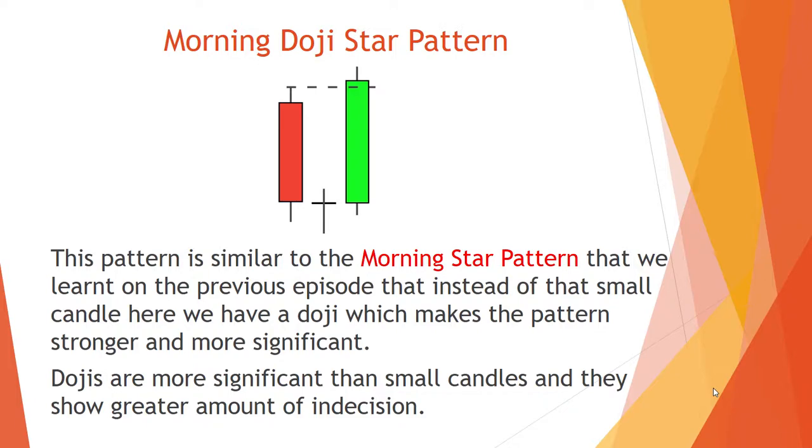We are going to start with the morning doji star pattern. This pattern is similar to the morning star pattern we learned in the previous episode, but instead of that small candle, we have a doji. As you can see, a doji instead of a small candle makes the pattern stronger and more significant. Dojis are more significant than a small candle, and they show a great amount of indecision.